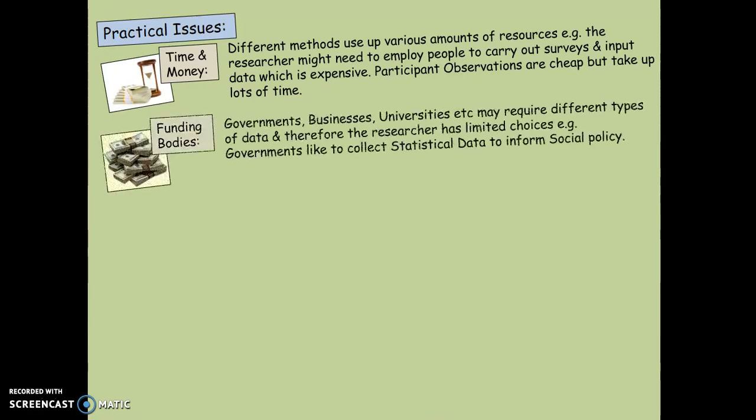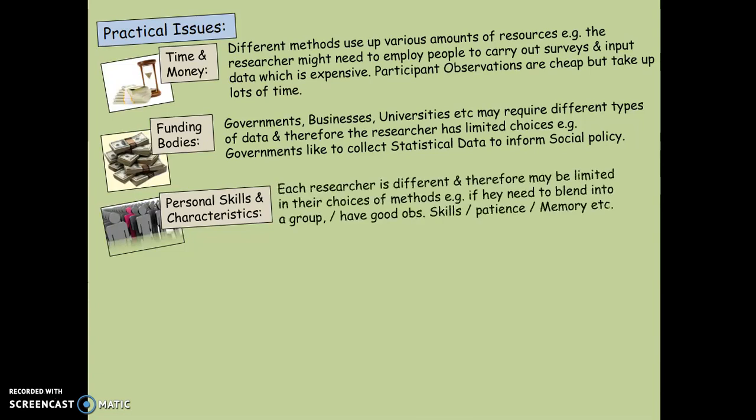Funding bodies. Governments, businesses, universities, etc. may require different types of data, and therefore the researcher has limited choices. For example, governments like to collect statistical data to inform social policy. Personal skills and characteristics. Each researcher is different and therefore may be limited in their choice of methods. For example, if they need to blend into a group, or if they have good observational skills, or patience, or memory, etc.